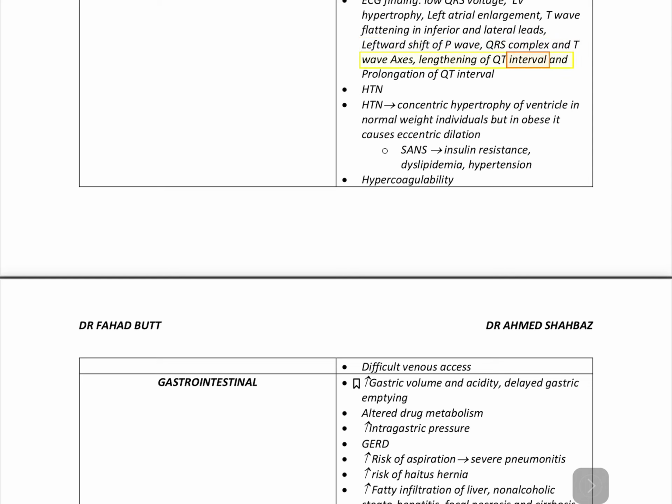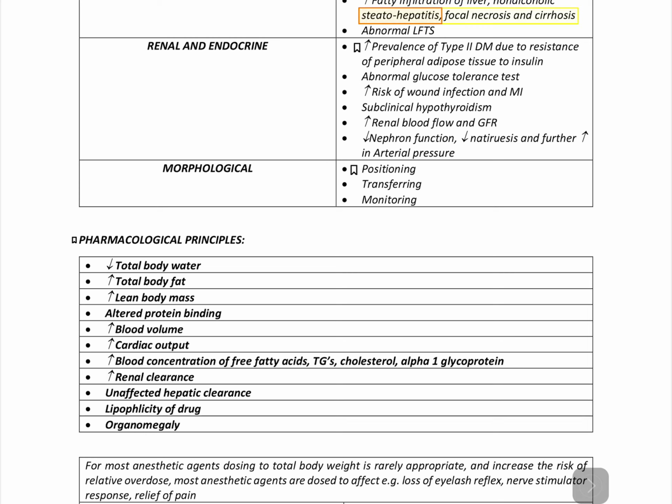Lengthening and prolongation of QT interval. HTN causes concentric hypertrophy of the ventricle in normal weight individuals, but in obese individuals it causes eccentric dilation. Also insulin resistance, dyslipidemia, hypertension, hypercoagulability, difficult venous access. Gastrointestinal: increased gastric volume and acidity, delayed gastric emptying, altered drug metabolism, increased intragastric pressure, GERD. Risk of aspiration, severe pneumonitis, risk of hiatus hernia, fatty infiltration of liver, non-alcoholic steatohepatitis.